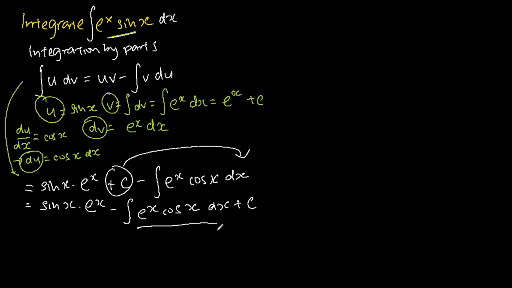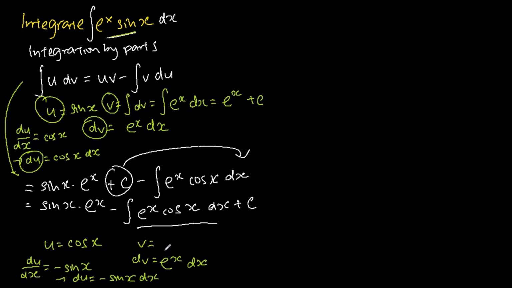The next step, we work out the integral of e to the power x cosine x by using the integration by parts technique again. This time around, we let u be equal to cosine x, and then we let dv be equal to e to the power x dx. We differentiate u with respect to x to find my du. So this gives us negative sine x, in which my du is equal to negative sine x dx. To find v, we simply integrate dv, which is the integral of e to the power x dx, which is just e to the power x plus c.